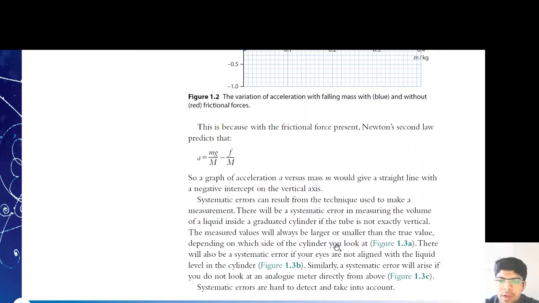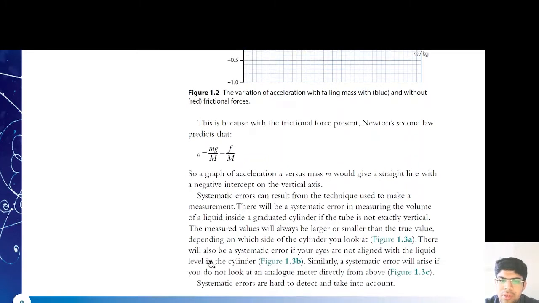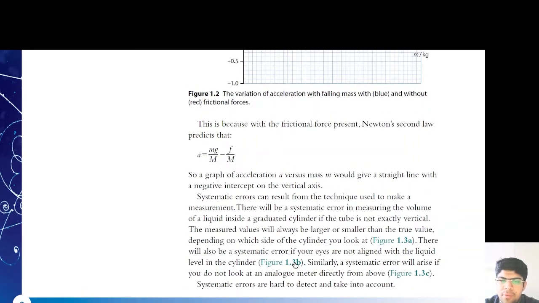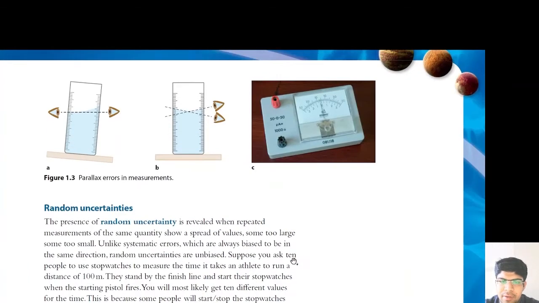Depending on which side of the cylinder you look, there will also be systematic errors if your eyes are not aligned with the liquid, if you are not looking straight at the level of the liquid. And similarly, systematic error will arise if you don't look at an analog meter directly from above. Systematic errors are hard to detect and take into account. So, like we were talking about this error.